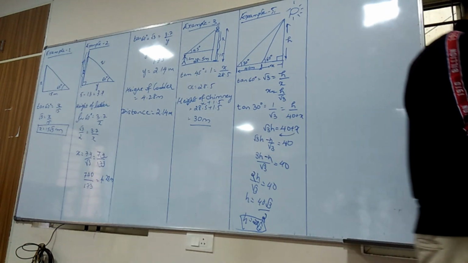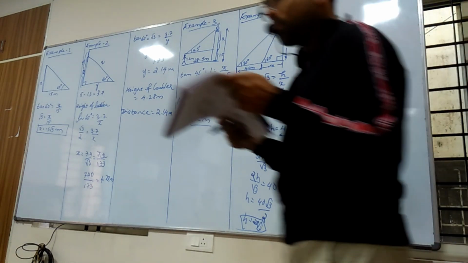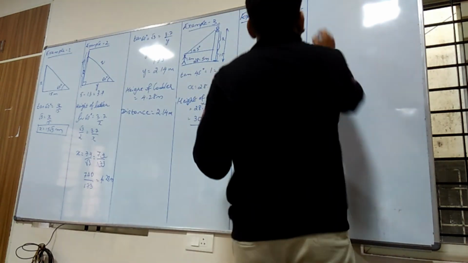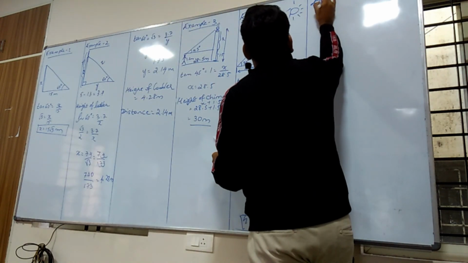Okay, got it? Take from the point 3, suppose Point P. That's the point P. Answer 7.2. Example number 4. This was example 5. Example 4.